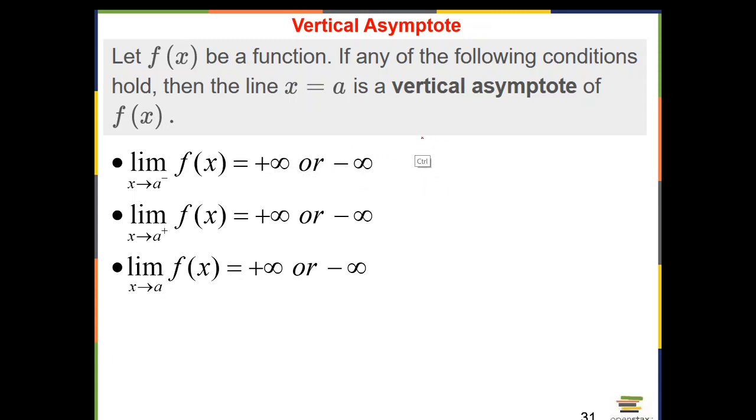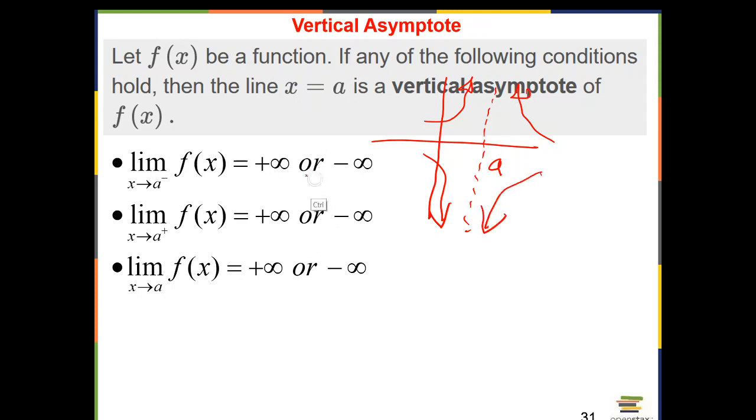All right. So if we have a situation where the function at a, right, so here is a, if the function from the left goes to infinity, positive or negative, or on the right goes to positive or negative infinity, if any of these is true, we say that x equals a is a vertical asymptote. In algebra, we didn't define vertical asymptote this way. We defined it differently, but here we define it this way.